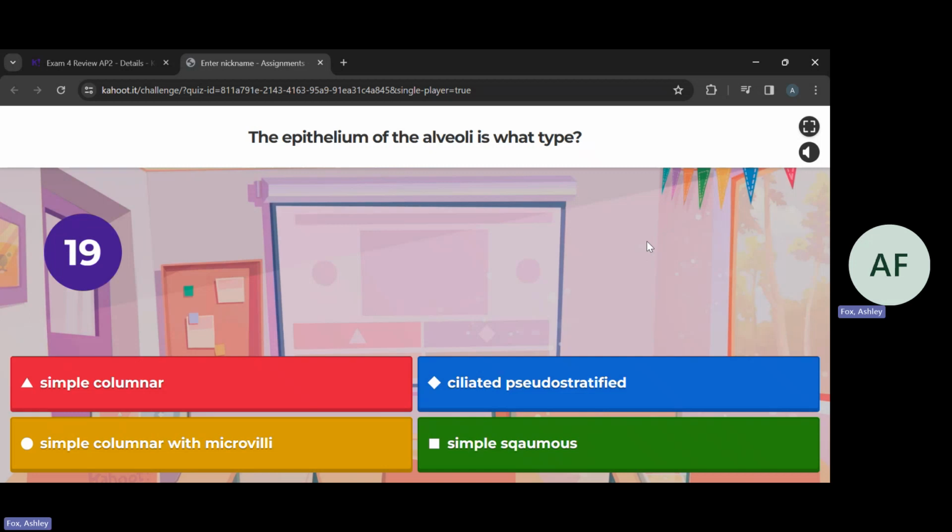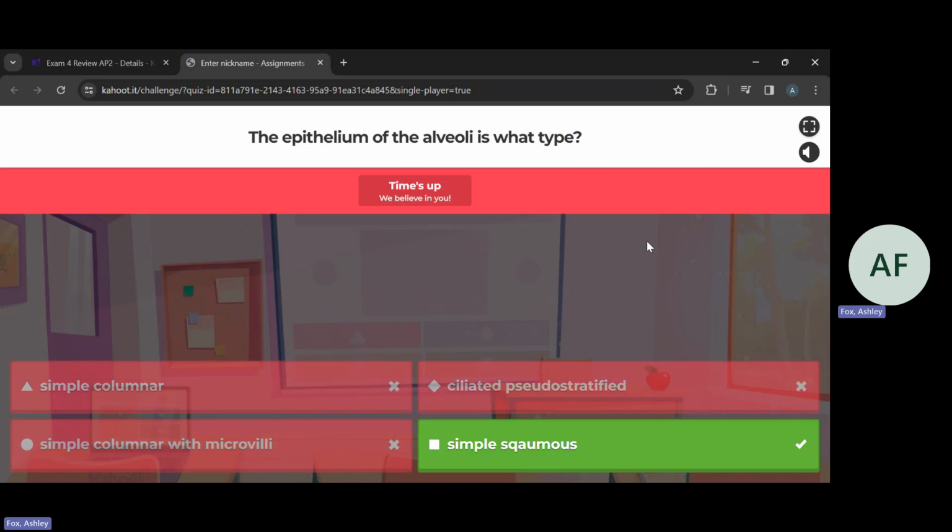The epithelium of the alveoli is what type? Simple columnar, ciliated pseudostratified, simple columnar with microvilli, or simple squamous? So this is going to be simple squamous. Remember, those are the flat, football-looking ones. They have the smallest distance for diffusion, and that's what we want because the epithelium, the type 1 pneumocytes, is where diffusion is occurring. Oxygen's going into the body and carbon dioxide's leaving.